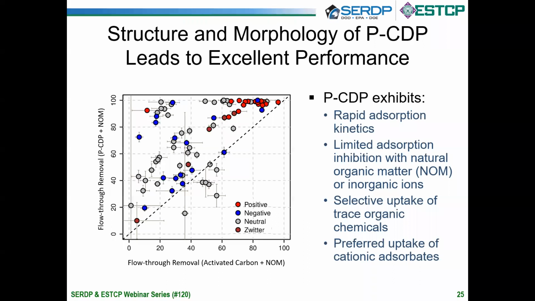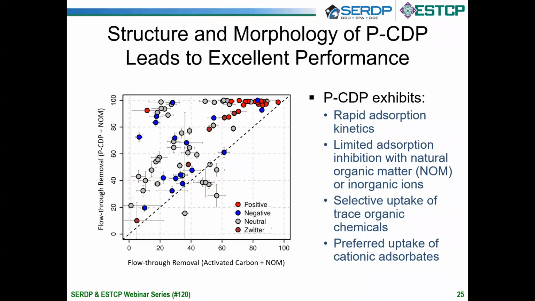Third, there is some selectivity to adsorption on P-CDP, with some adsorbates exhibiting high affinity and others exhibiting low affinity, as we can see in this plot. And fourth, some of that selectivity is related to the charge of the adsorbate, with enhanced affinity for cationic adsorbates, evidenced by the cluster of red data points in the top part of this figure.